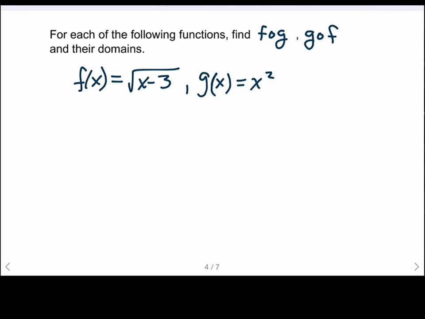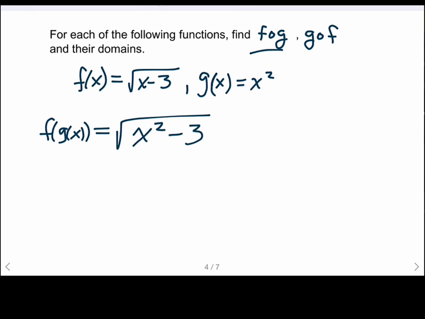Next, same instructions. Our functions are f of x is equal to the square root of x minus 3, and g of x is equal to x squared. So first, f composed with g, some people say fog and goff, I don't know, man. F composed with g, that's f of g of x, which means we're going to take the rule for g and put it into f, where we see x, which means in this case we're going to have x squared minus 3 inside of a square root, so the square root of x squared minus 3.